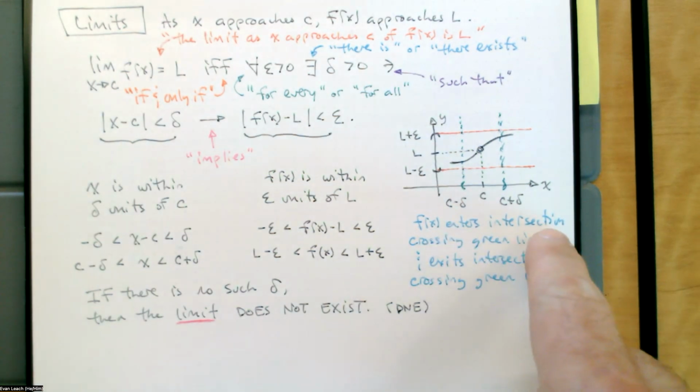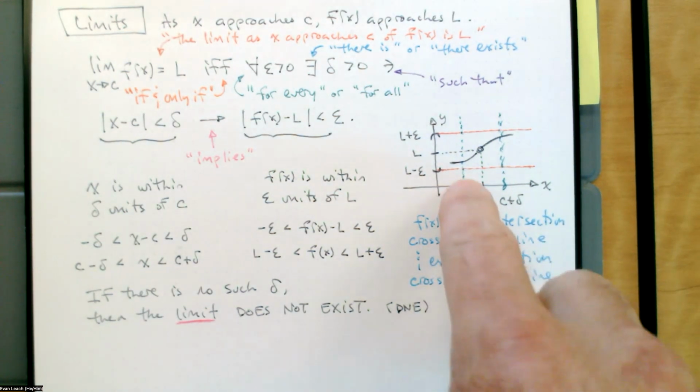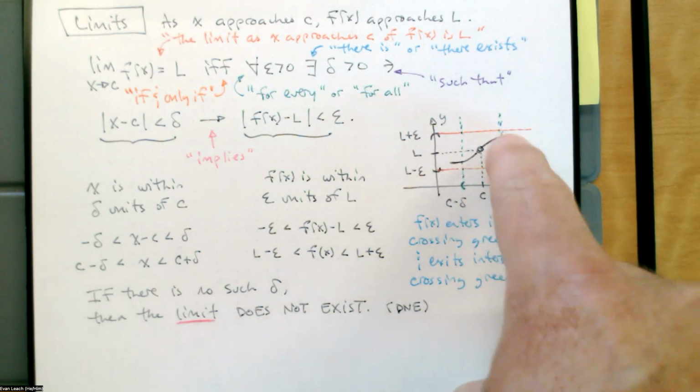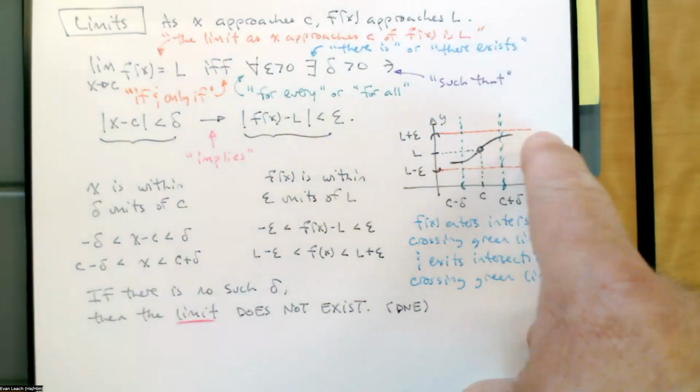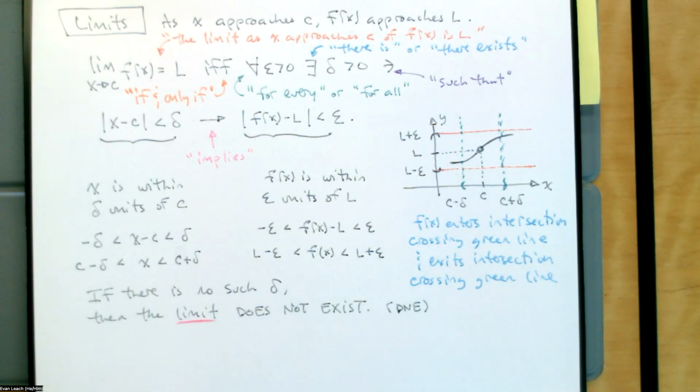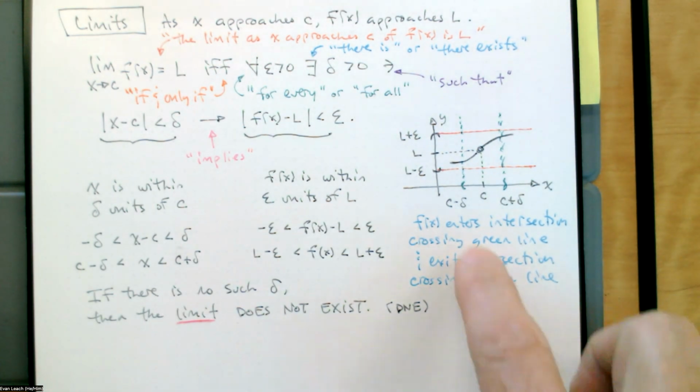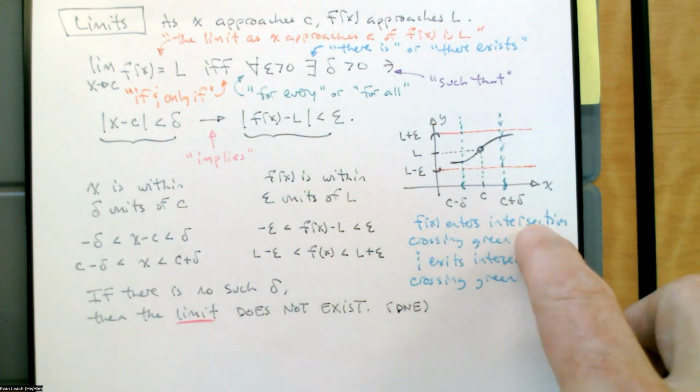So f of x enters the intersection crossing the green line. So it crosses the green line to get into this little square in the middle, and then it exits via the green line. If we cross the red line, then we're not within epsilon units of delta. F of x enters the intersection.